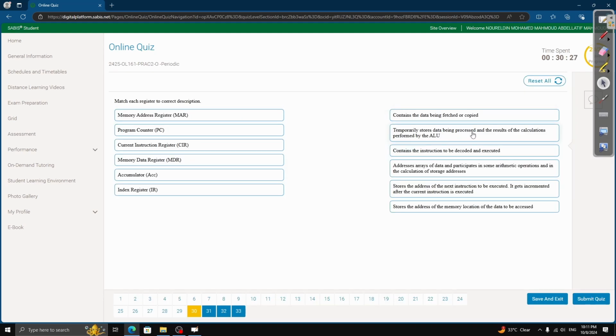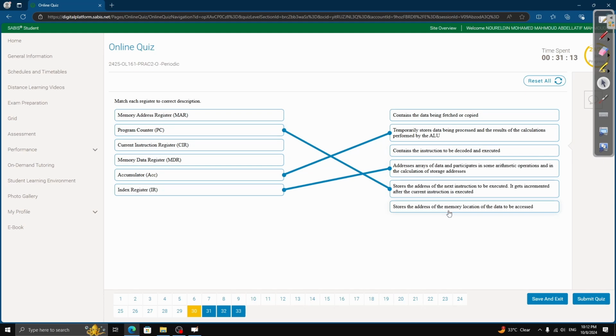This question is purely memorization, once again. Temporarily stores data being processed or the results of the calculations performed by the ALU. That's the job of the accumulator. Contains the instructions to be decoded and executed. That's the program counter. It addresses arrays of data and participates in some arithmetic operation in the calculation of storage addresses. This is the job of the index register. So the address of the next instruction to be executed, it gets incremented after the current instruction is executed. This is the job of the program counter.